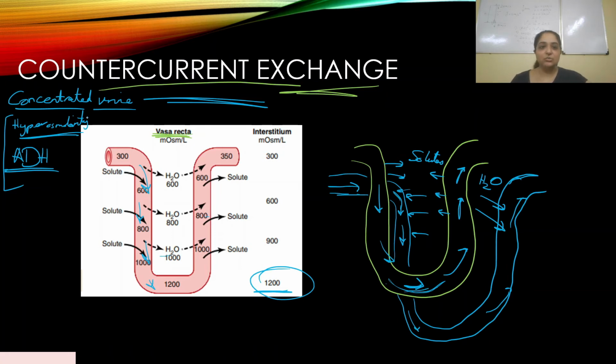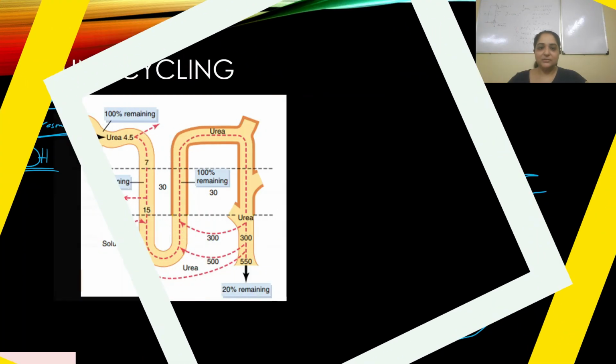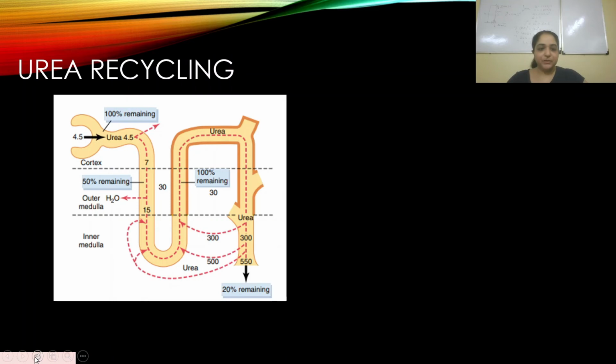So there are basically two factors by which concentrated urine is formed: hyperosmolarity of the region, which I've already explained, countercurrent multiplication and exchange, and ADH, which you need to study. It's an antidiuretic hormone which helps in creating that environment, or the region, by which water can be reabsorbed into the system. So let's move on to the next. Now we come to the last part, called urea recycling.